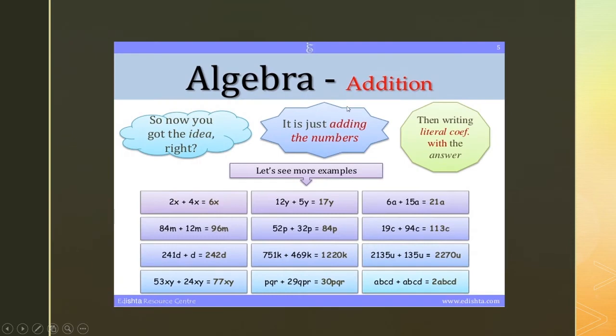Addition in algebra. In algebra, we add the coefficients of the like terms and write the variable beside it. Here in 2x plus 4x, both are like terms. So we add the coefficients 2 plus 4 which is equal to 6 and the variable x we write beside it. And in this example, 12y plus 5y, both are like terms. So we add the coefficients 12 plus 5 which is equal to 17 and we write the variable y beside it.